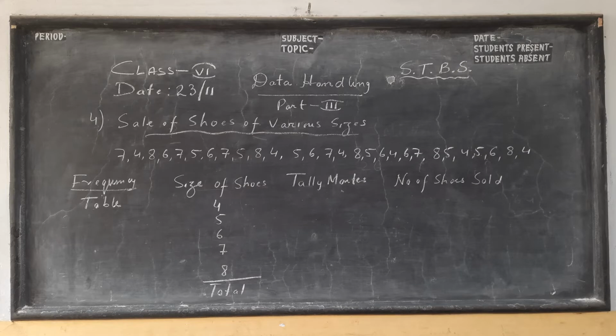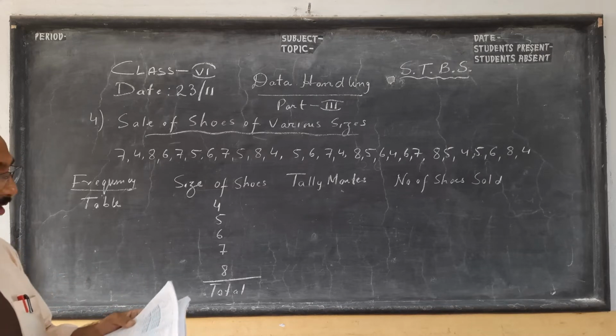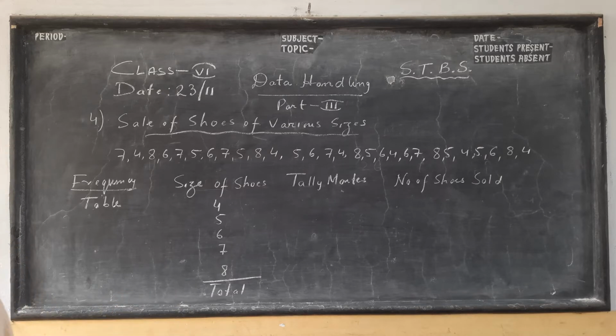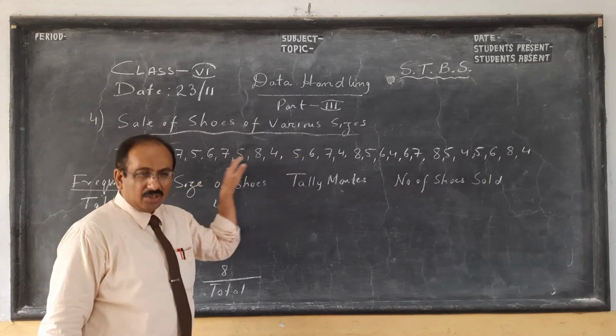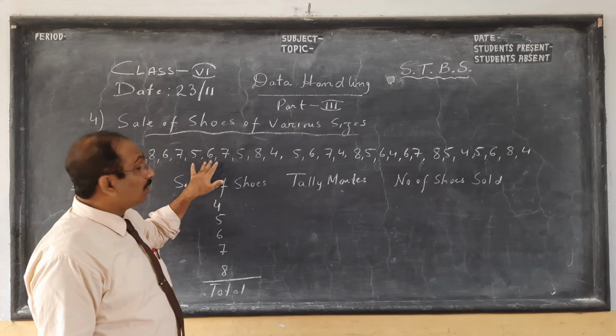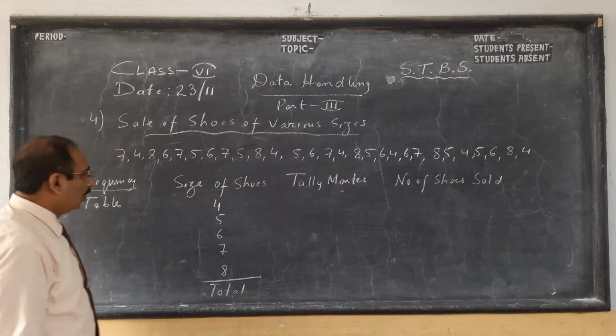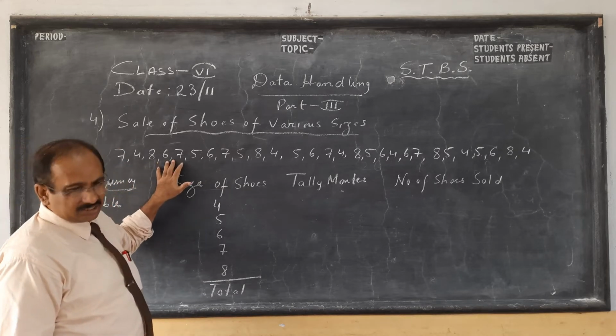So we see in the question, this is the sale of shoes of various sizes at a shop on a particular day. These are the shoe sizes which are being sold. And if you see, always be very careful, this total is 28. Don't miss out anything, children. So you calculate from the book and make sure that you have transferred it correctly in your copy or answer script in examination.